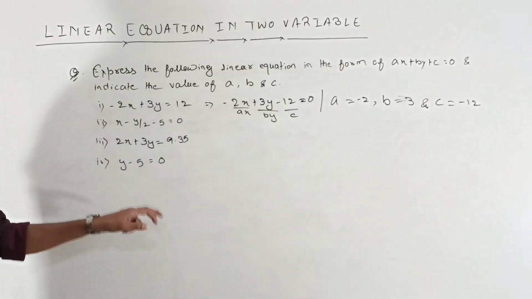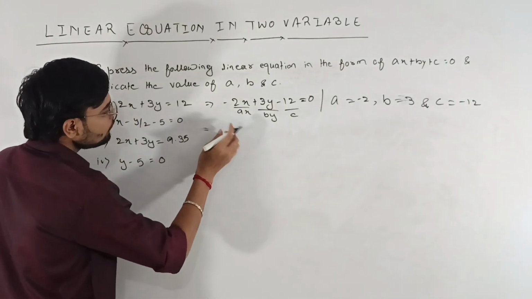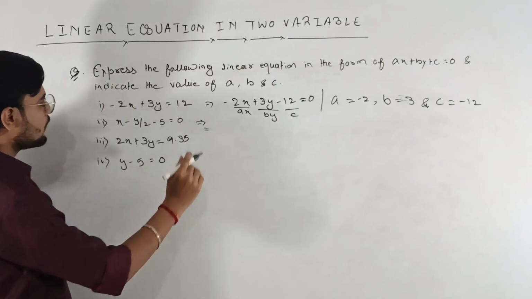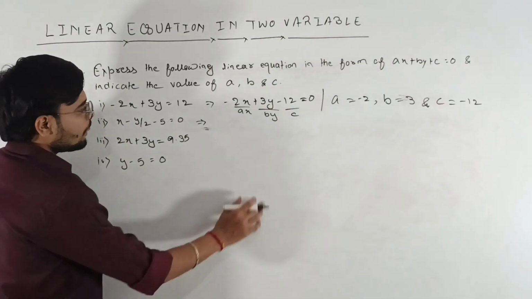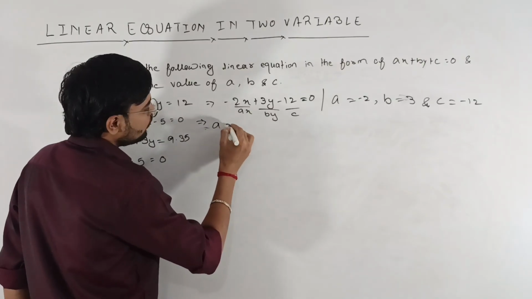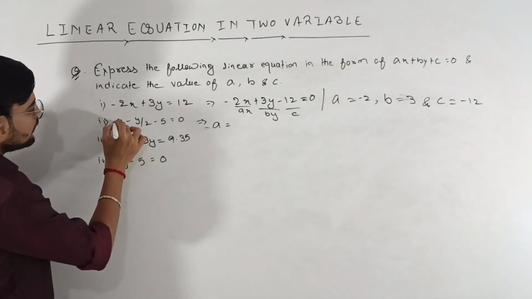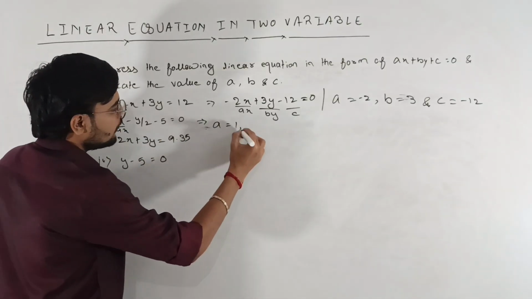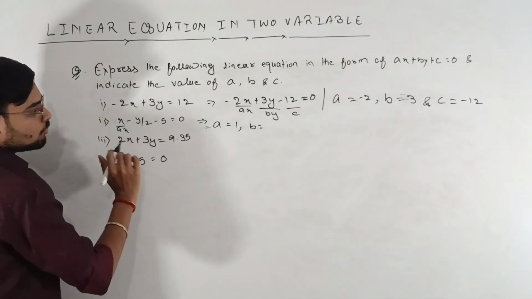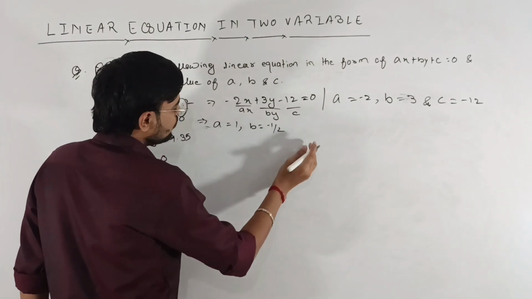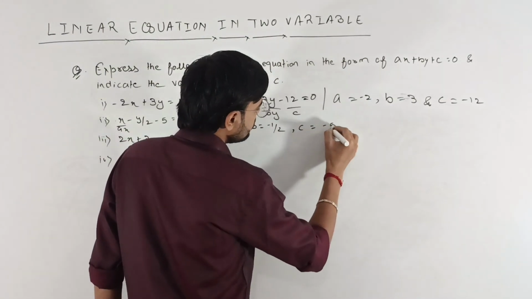Now let's solve the second. First we check the general form. This is already in general form. So when this is the general form, what is a? This is ax, and there is nothing written there, which means a is 1. B is, this is y by 2, which means b is minus 1 upon 2, and c is minus 5. So c is equal to minus 5.